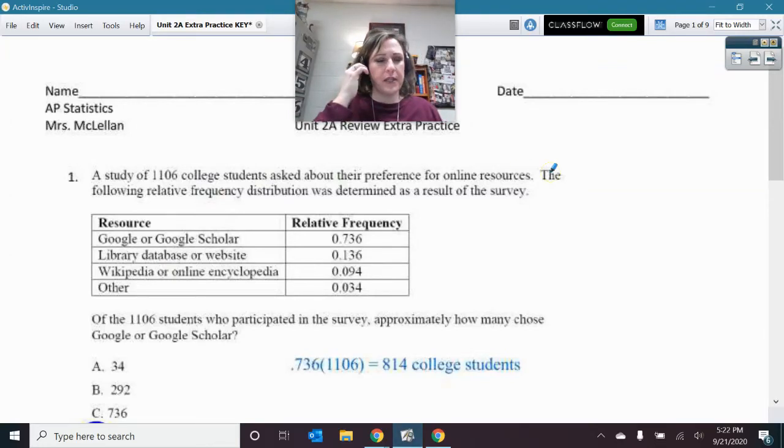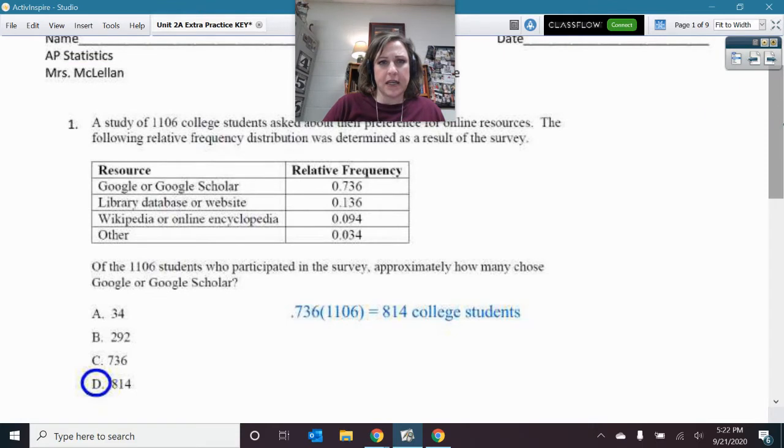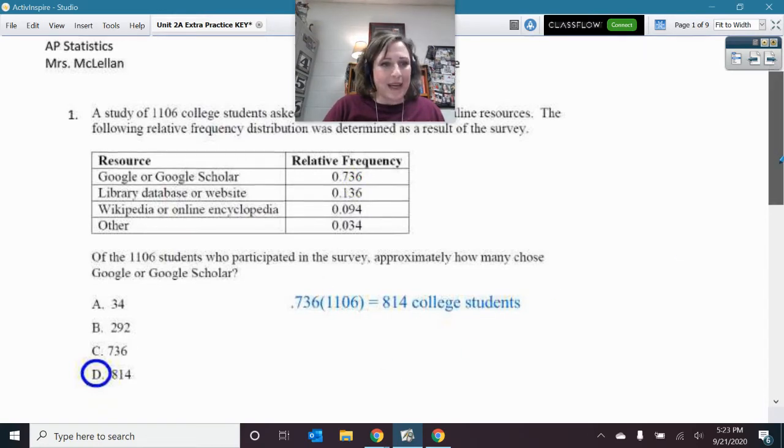All right, let's go over this extra practice for the first part of our descriptive data unit. So here we have this first problem, and we know this is the percentage, the relative frequency. And so it wanted to know Google or Google Scholar out of those 1106. So it was that percent of the 1106. All right, so we added those together. Now, if it had asked for two of these sections, then you could add those percentages together and then get that overall amount.